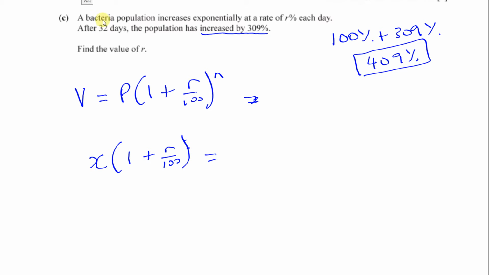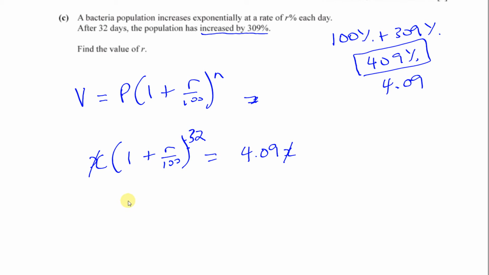So x was increased by R% 32 times, over 32 days, and that gives us the new value, which is basically increasing x by 309%. So it's going to be 4.09 times x. It's going to increase by 309%, so it's now going to be 409% of what it was, which gives you 4.09. Now the x's will cancel, of course. Divide both sides by x, and we've got to solve this, make R the subject.